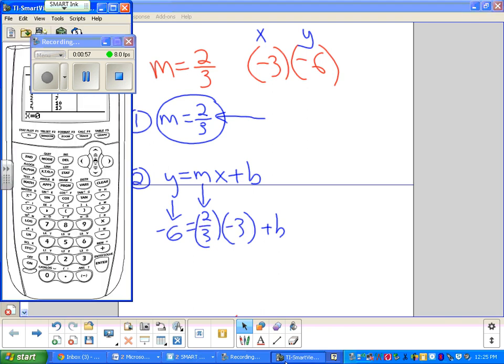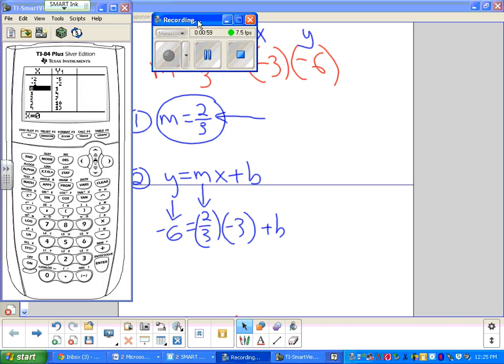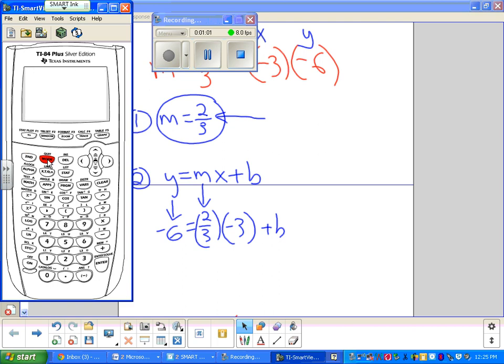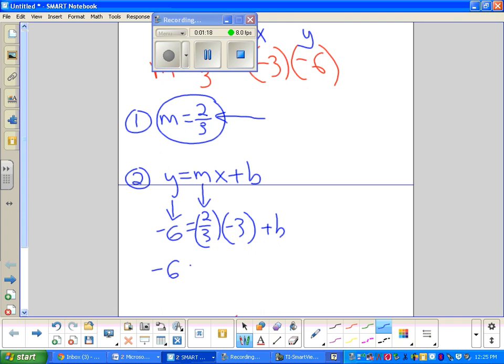Now I have to multiply 2/3 times -3. If you have a calculator, your life's going to be a little easier. I'll show you both ways. With a calculator, 2/3, put it in parentheses, times -3. Just like that, 2/3 times -3 will give you -2. So I'm going to rewrite it again. -6 equals -2 plus b.